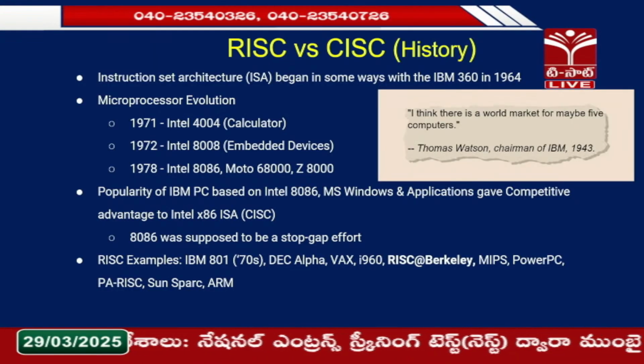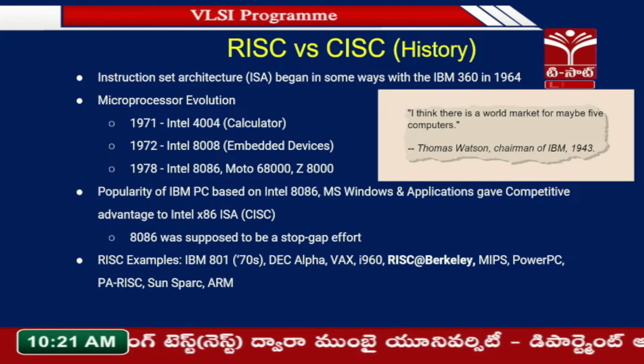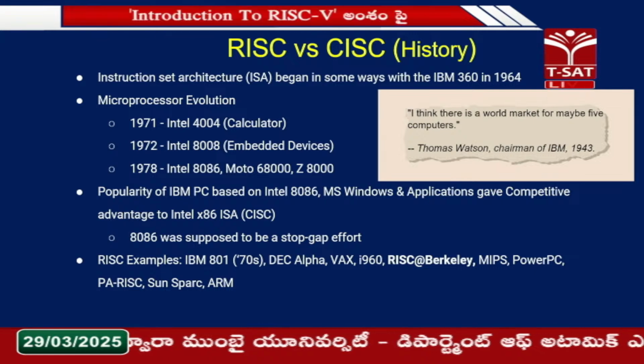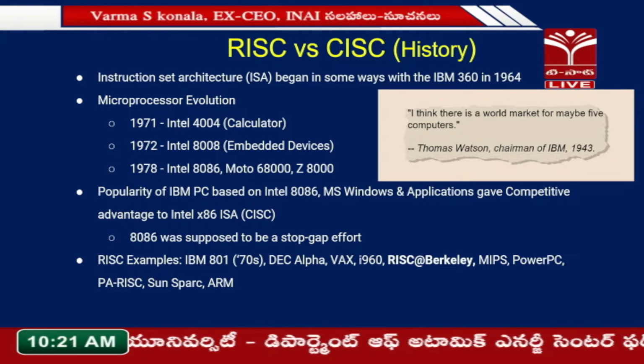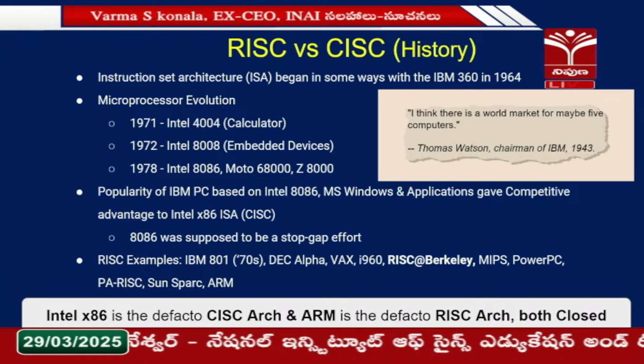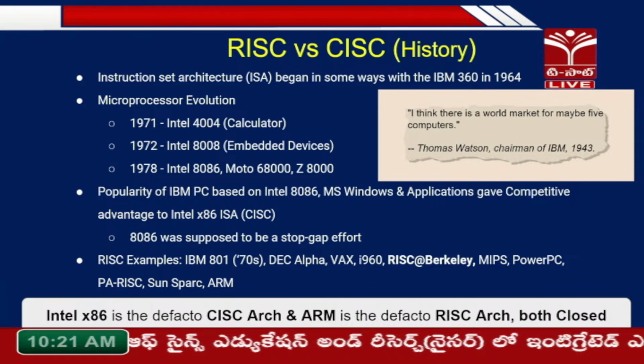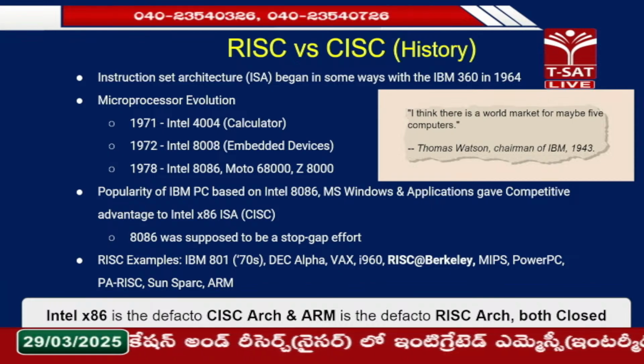Then actually there were a lot more RISC chips at that point of time. So IBM had their own thing, and there were a lot of companies, DEC Alpha, VAX, PowerPC, PA RISC. Then the most important one we'll talk about is RISC at Berkeley, right? So at University of Berkeley, they had an effort, and that's what led to RISC-V. So let's go to that, right? But before going to that, essentially as a result of this PC revolution, the Intel x86 became the de facto CISC architecture, and ARM, we'll talk about a little bit later, ARM became the de facto RISC architecture, right?